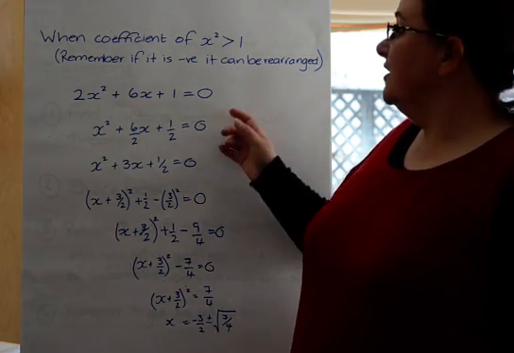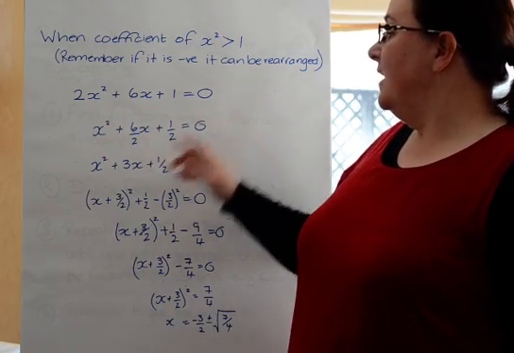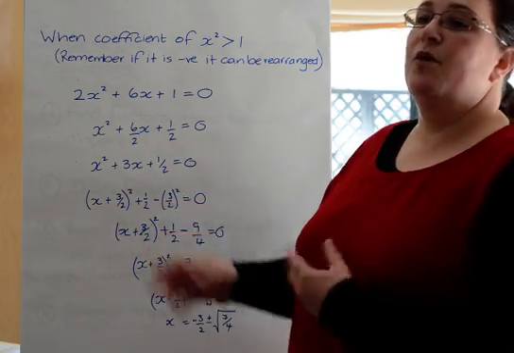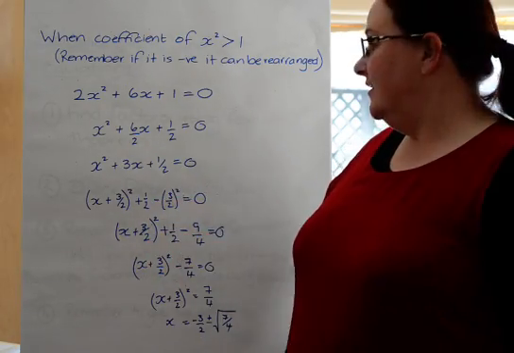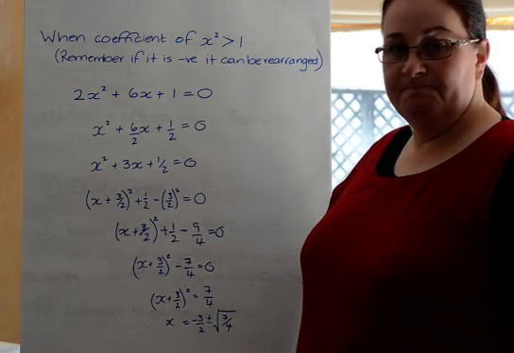Another way you could have done this one is to actually factorise this, and then basically you then complete the square inside the brackets and then multiply out at the end. Either way, you're going to end up with the same solution for x.